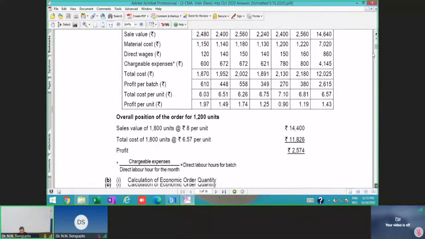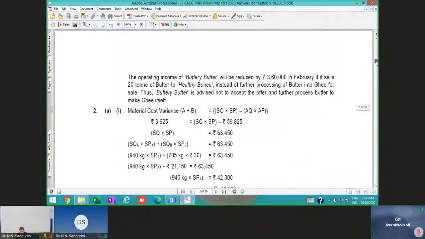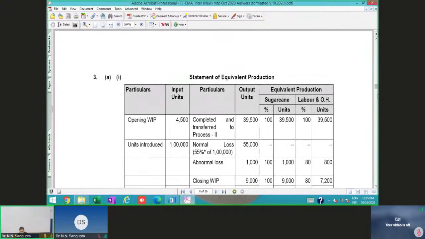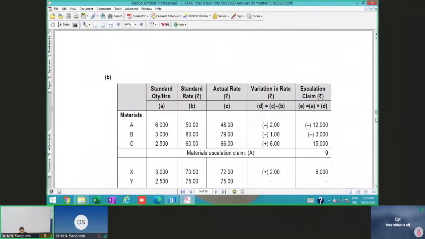Let me scroll it through. So then the material variance question is there. I will just take you to the activity-based costing question, because there are one or two doubts in that.